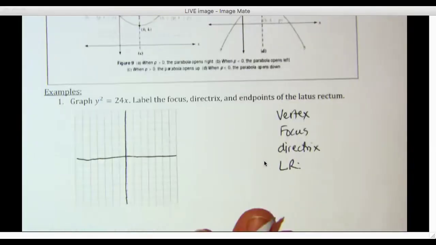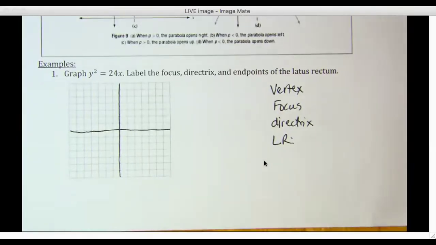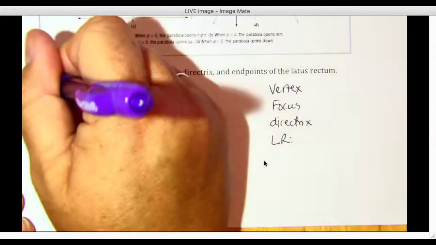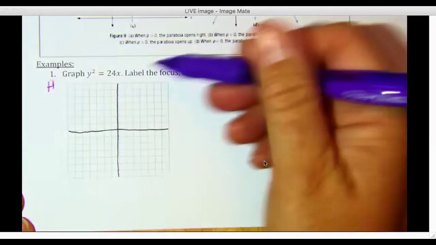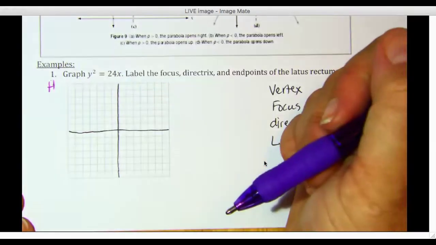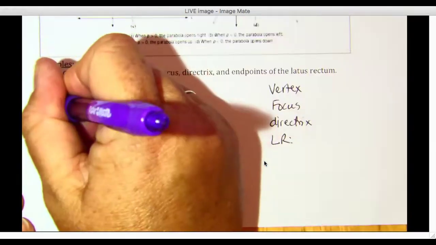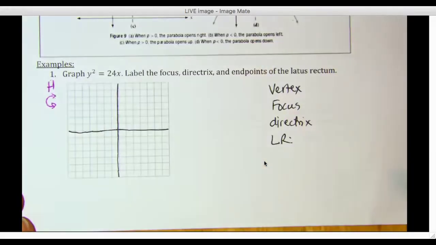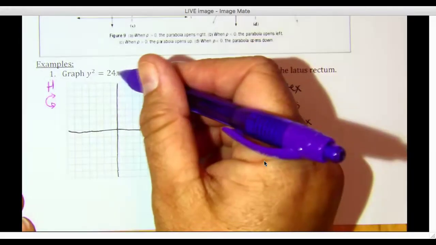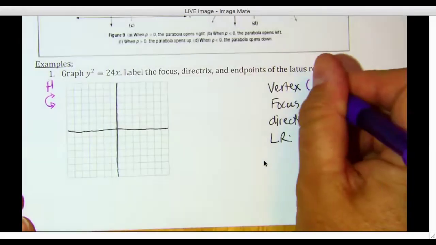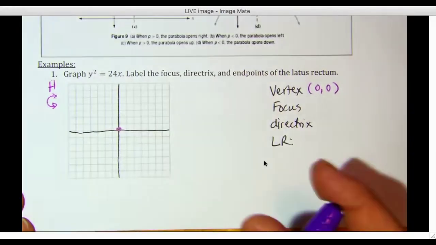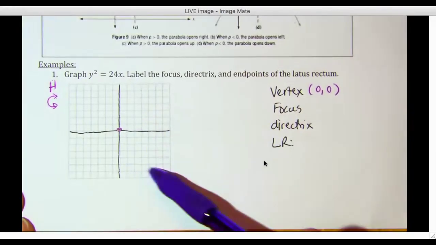This first example here, we have y squared is equal to 24x. And since the y is what's squared, I already know this is going to be a horizontal parabola. And since my p-value is positive, I know that this is going to be curving in a positive direction. So I'm already expecting this shape of graph. Now, there's no h or k on my x and y, so I already know my vertex is at 0, 0. And so I can go ahead and plot that point. And I know that my curve is going to curve this way.